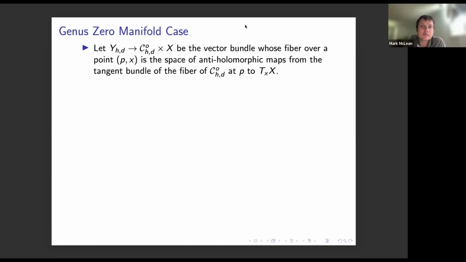So the next thing I need is I'm going to look at C0 cross X, and over that space I have a vector bundle, and the fiber over a point (p, x) is a space of anti-holomorphic maps from the tangent space of the fiber of C at p to T_x X. So this is some vector bundle.